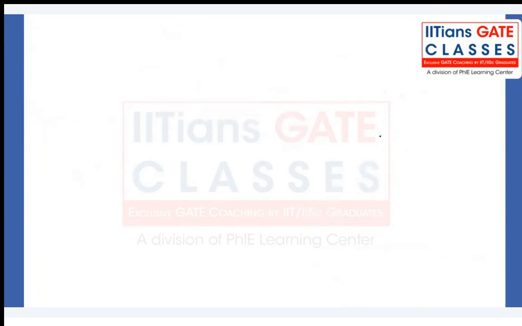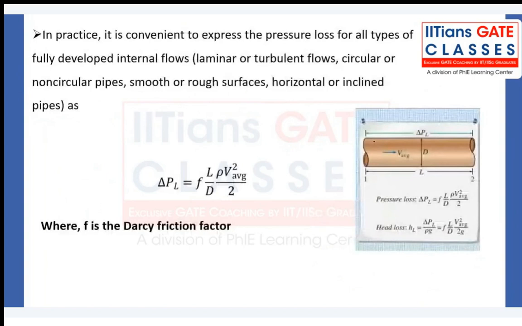No doubt. In practice, it is convenient to express the pressure loss for all the types of fully developed internal flows, whether it is laminar or turbulent, circular or non-circular, smooth or rough surface, inclined or horizontal, by using this formula. f L V square divided by 2D.